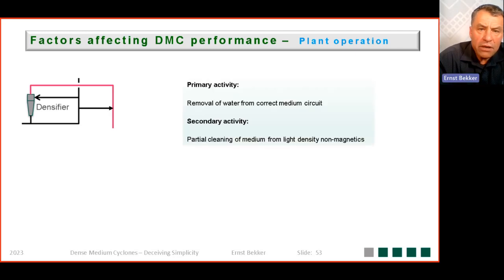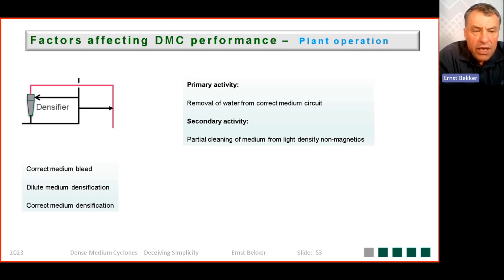Then on to densifiers. Now, the primary activity of the densifier is to remove water from the correct medium circuit. A secondary activity can also be partial cleaning of the medium, because you are processing medium with non-magnetics, and in most cases that non-magnetics has got densities lower than the medium density, so you get a particle dense medium separation taking place as well. Obviously depends where the densifier is installed, on which leg. So there are basically three criteria, or three locations we would use the densifier.